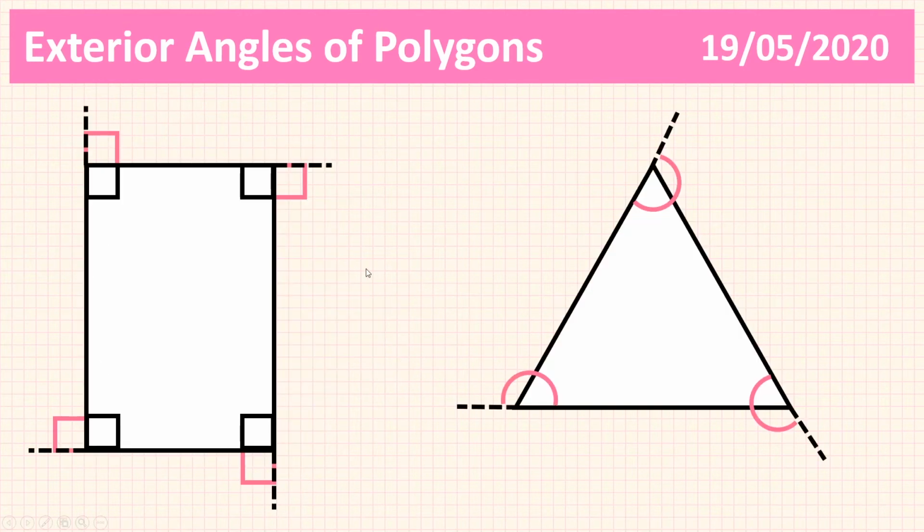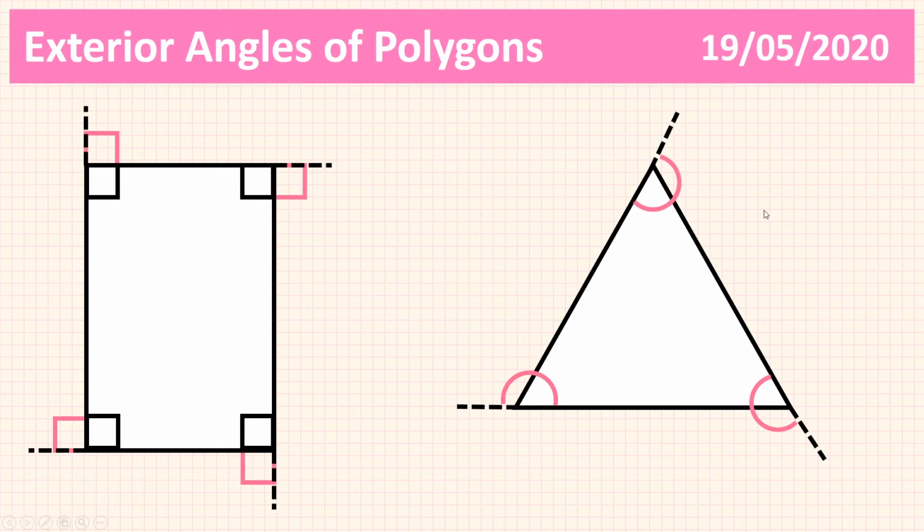Okay, so here are some examples of exterior angles and interior angles summing to 180. We can see that what we're doing is extending one of the sides and measuring the angle between that extension line and another side. So here's an irregular shape, an irregular quadrilateral, a rectangle. We can see that the interior and exterior angles sum to 180. Here we've got a regular triangle, an equilateral triangle, where we can see that the interior and exterior angles sum to 180.